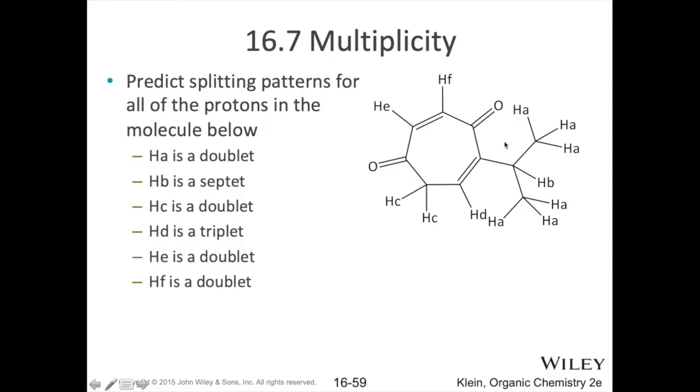Now, that being said, there are no other hydrogens within 3 bonds of any of those, so let's start looking at C and D and E and F. C is 1, 2, 3 bonds away from hydrogen D, so C is split into a doublet by hydrogen D. There are no other hydrogens within 3 bonds of hydrogen C, so hydrogen C is split into a doublet. Hydrogen D, of course, has 2 hydrogen C's next to it, which splits it into a triplet. And then for hydrogen E and hydrogen F, they're the only 2 that are near each other, so they each split each other into doublets.